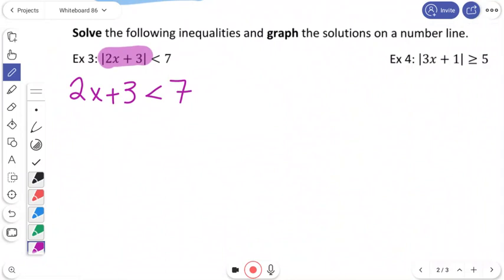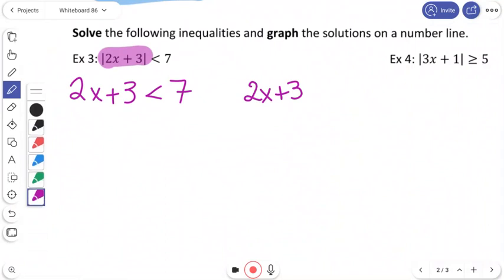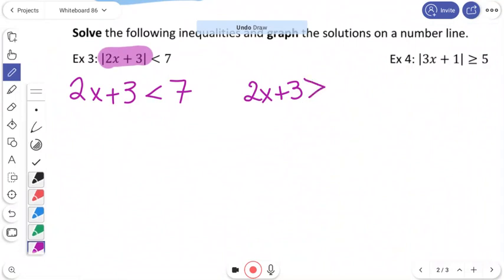The second inequality is going to be 2x plus 3, but we have to make sure to flip our inequality symbol right here. It has to face the opposite direction. So now it's going to be greater than, and the 7 used to be positive, now it's going to be negative. So we wrote our two inequalities, now we just have to solve.